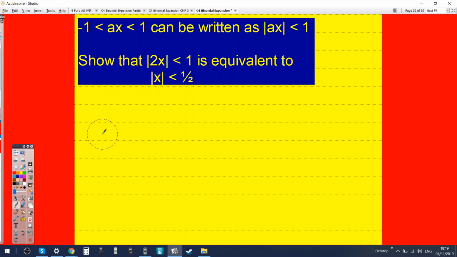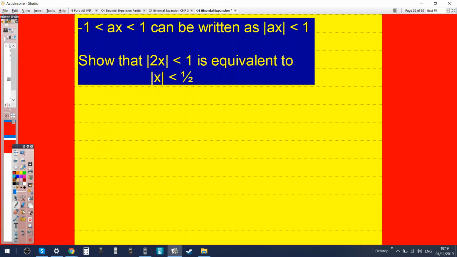Do you just equate or rearrange the equation? So you just divide both sides by 2? So you can use what's up here. So you say that minus 1 is less than 2x, which is less than 1. Yes, and then you divide by 2. And so what do you get there? So you get minus a half that's less than x, which is less than a half.